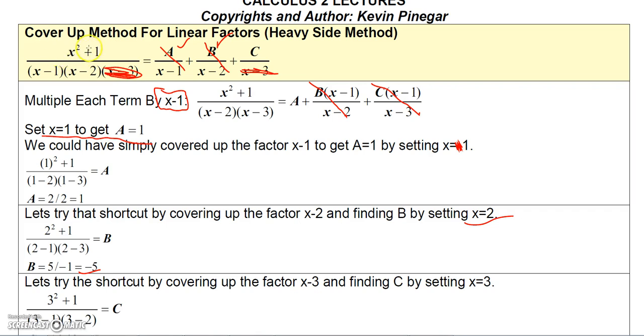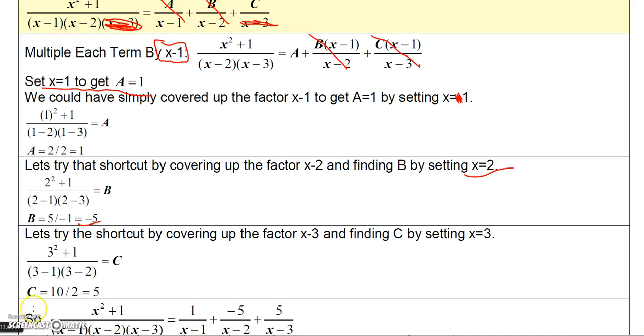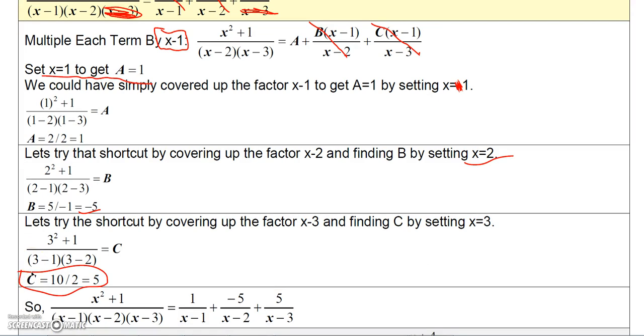And so 3 squared plus 1 is 10, and then on the bottom 3 minus 1 is 2, 3 minus 2 is 1, so I get 10 over 2, which is 5. So I get C equals 10 over 2 equals 5. So it's kind of a clever little technique that you can use by manipulating those factors.